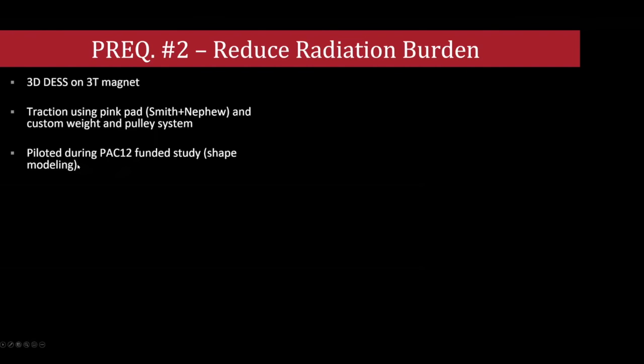And the way that we're doing that is predominantly by eliminating the CT scan. We're doing a 3D DESS on a 3T magnet. We're using a pink pad per Travis's recommendation to apply traction. And so we do that during the MRI using a custom weight and pulley system as well as the pink pad. And we piloted this whole protocol during a Pac-12 funded study to look at shape modeling of athletes.